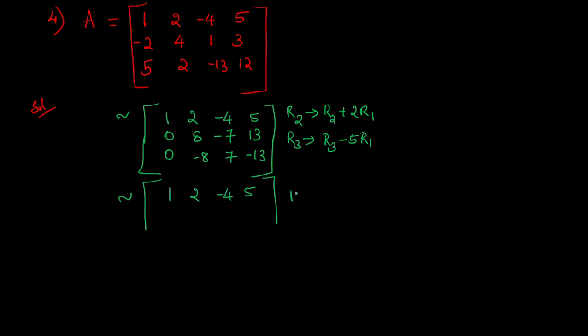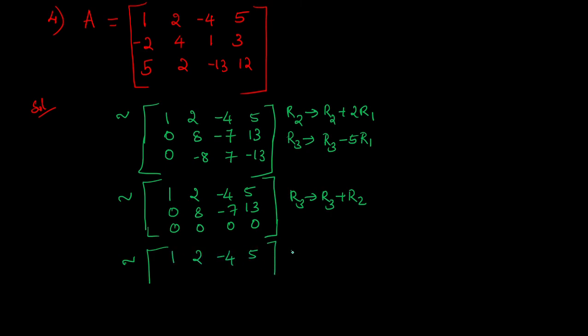Therefore, use the row transformation R3 gives R3 plus R2. And the third row gets updated to zeros. And use the row transformation R2 gives 1 by 8 R2. And the second row becomes 0, 1, minus 7 by 8, 13 by 8.